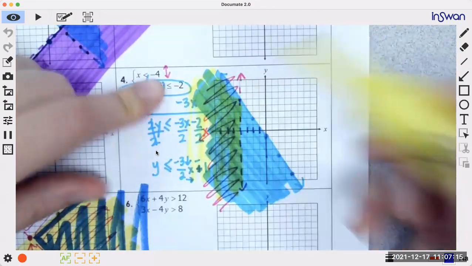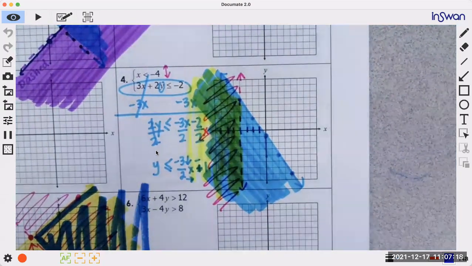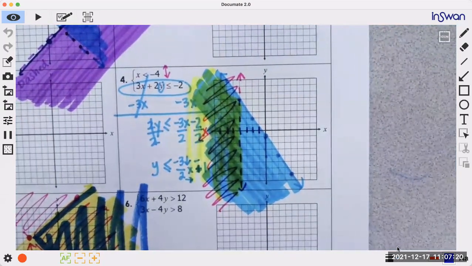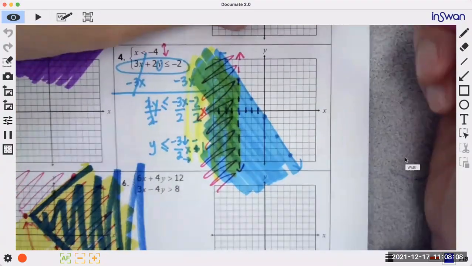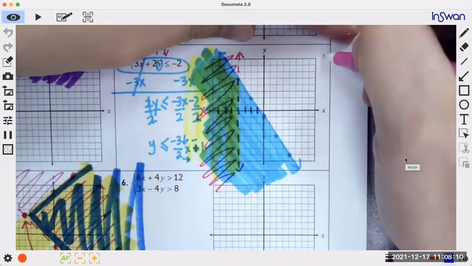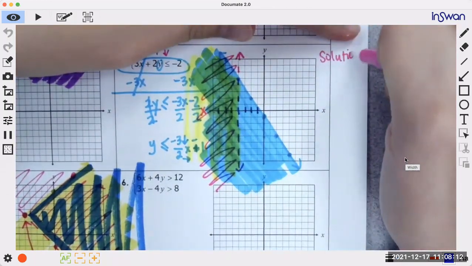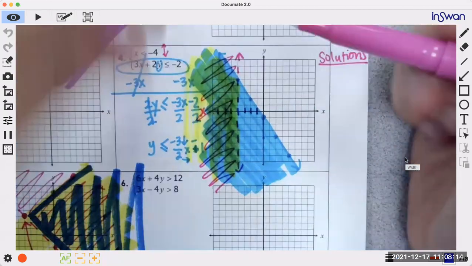Okay. All right, I'm going to hit pause here for a bit. And then go ahead and determine if the following are solutions. You can check the answer with your teacher in class.